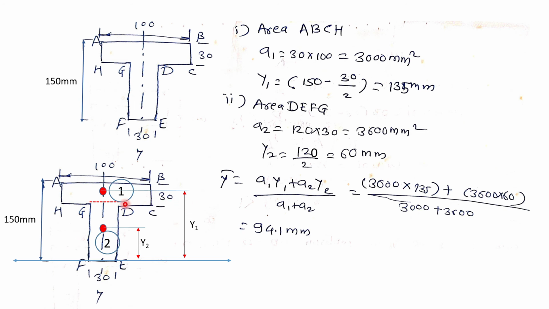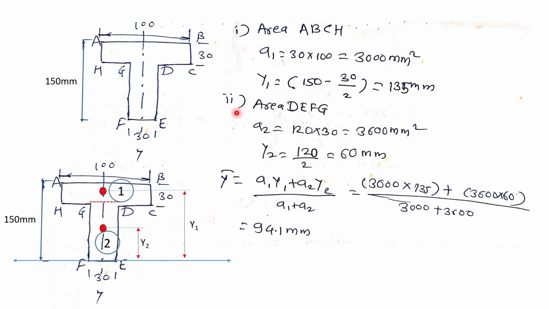Or you can directly add this 150 and, by dividing 150 and deducting this 15, that is 30 by 2, from that. So we get the distance y1 as 135, or 120 plus 30 by 2, whichever you find convenient. And we get the value of y1 as 135.